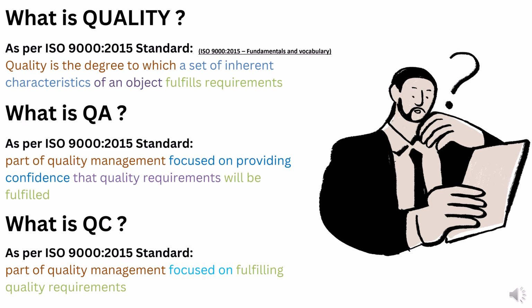Coming to the first part of the definition, part of quality management. Quality management has only 4 key areas, which are quality planning, quality control, quality assurance, and quality improvement. These specific areas of quality management have their own specific purpose. Here you can say that quality assurance is just one piece of quality management or the quality management system, with its own specific purpose.